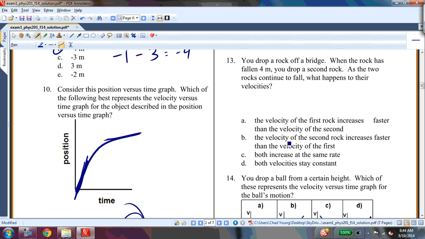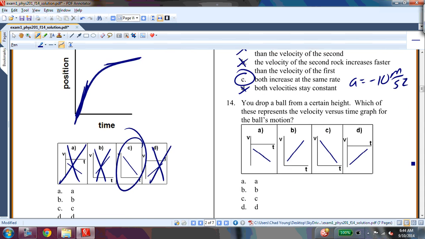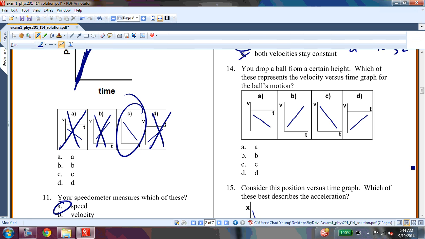You drop a rock off a bridge. When the rock is falling 4 meters, you drop a second rock. As the two continue to fall, what happens? Okay, well, they don't stay constant. The velocity of the second rock doesn't increase faster, and the velocity of the first rock doesn't increase faster. In fact, they both increase at the same rate. That is -10 meters per second squared. Now, the rock that you drop first will be going faster, but it will not be increasing at a faster rate.